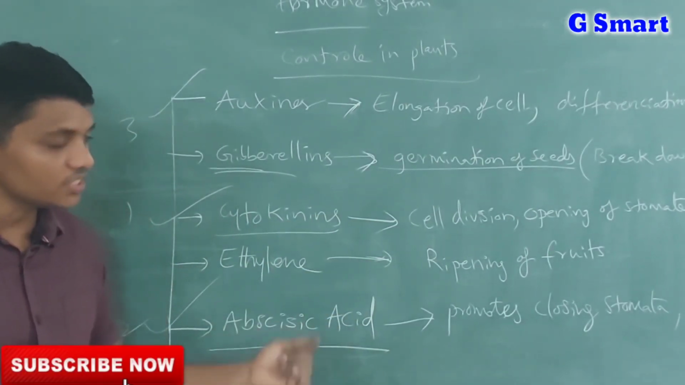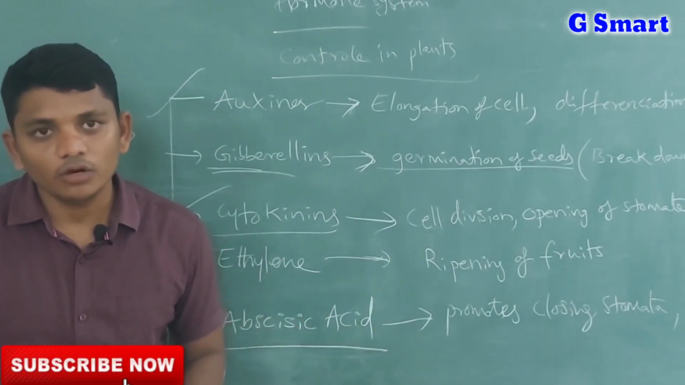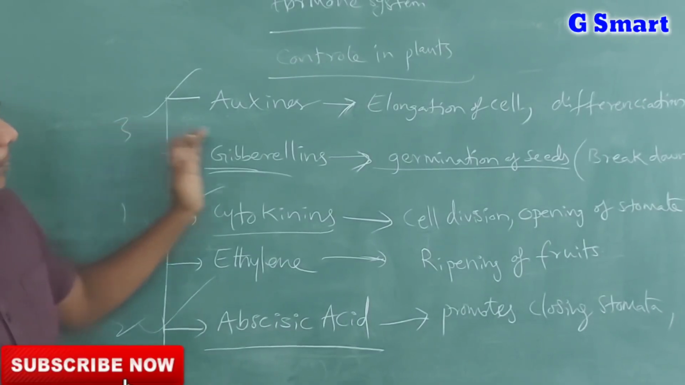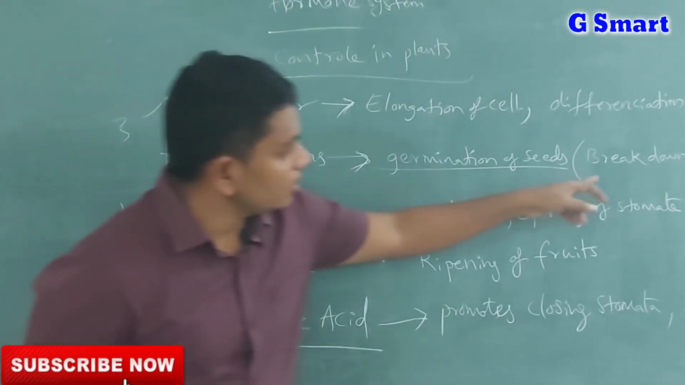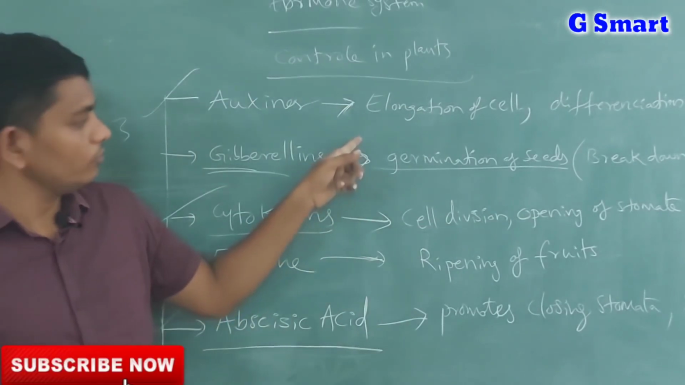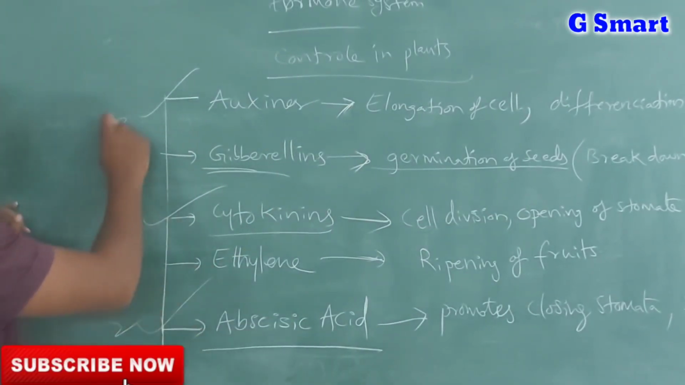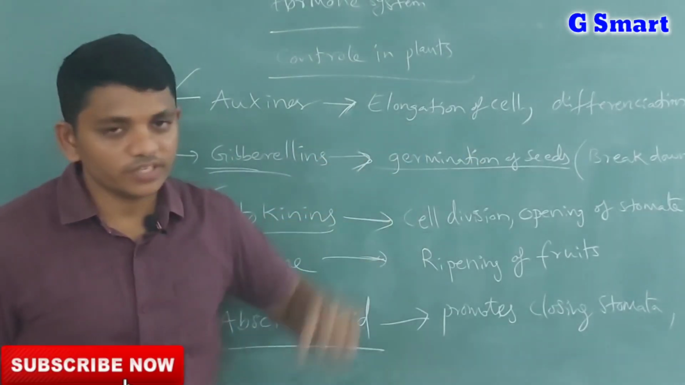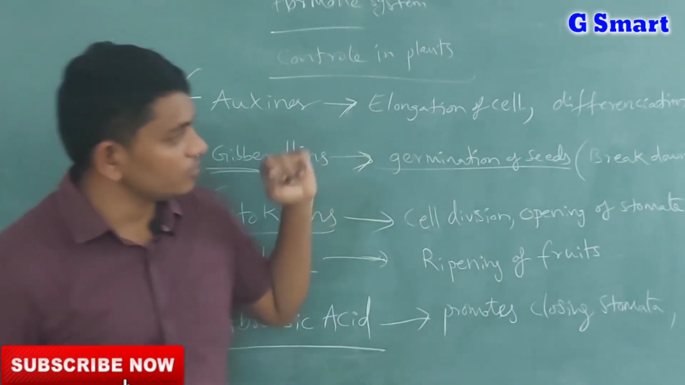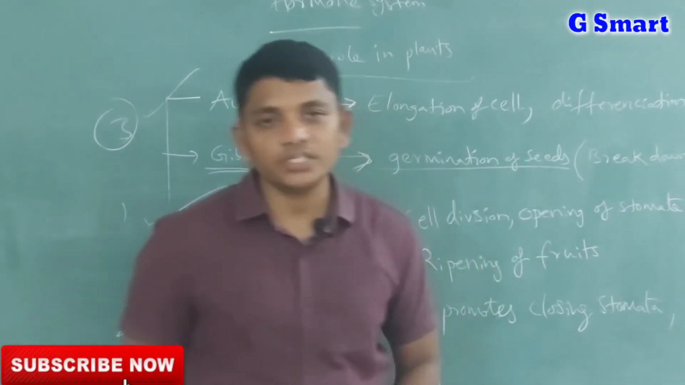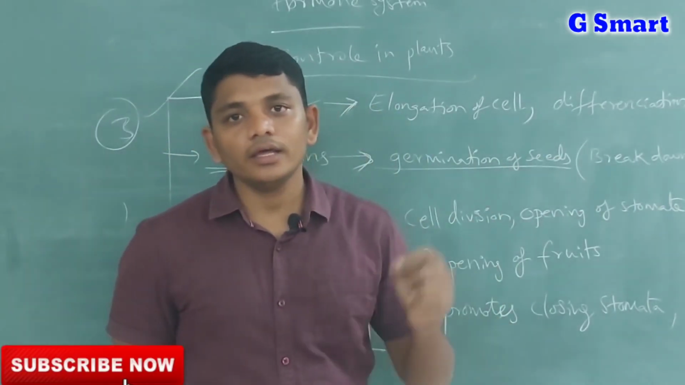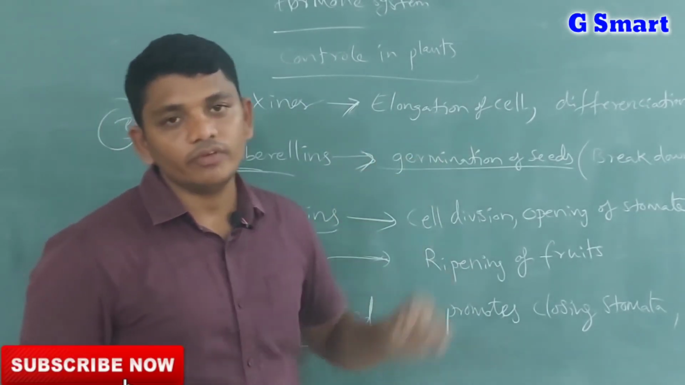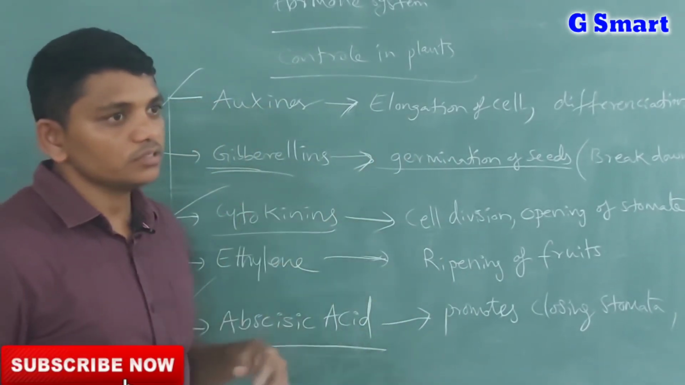And also it promotes seed dormancy. Okay. But here, gibberellins are responsible for breakdown of dormancy. Let us discuss the third one, auxins. It promotes the elongation of cells, and also differentiation of shoots and roots is helped by the auxins. So these are very, very important which we discussed in the chart.